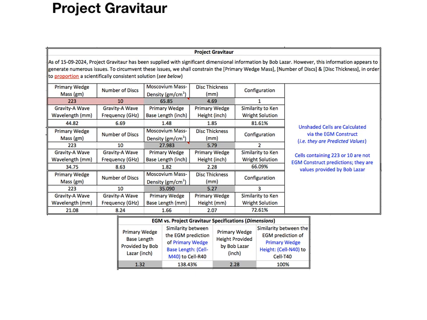However, it should be said that the number of disks value provided by Bob Lazar could be 12 instead of 10. Apparently Bob was uncertain on this matter.